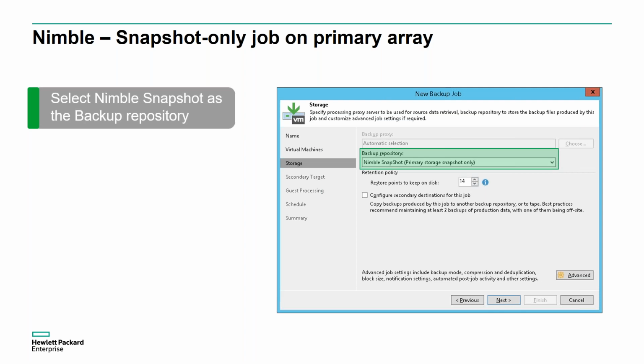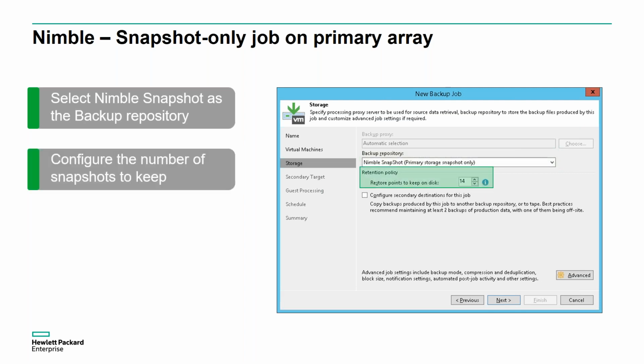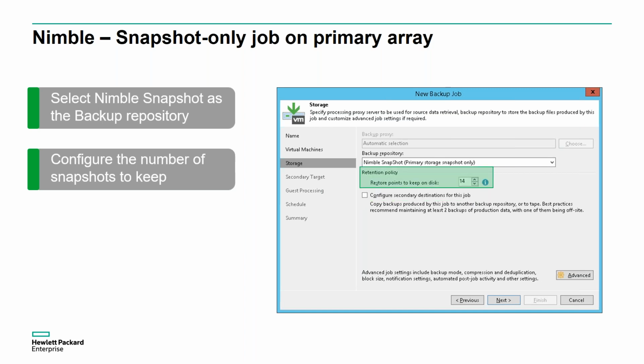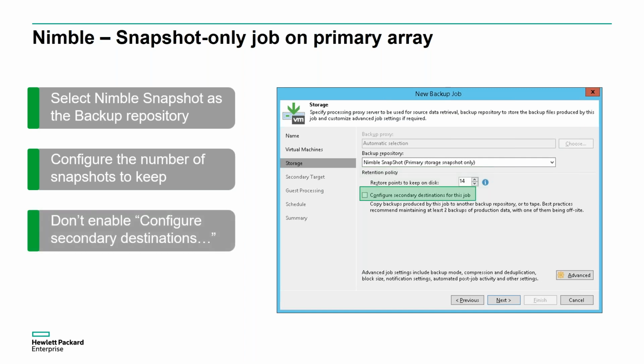So you can see here, rather than selecting a traditional repository, we're actually selecting the Nimble snapshot as the primary target. Again, we set the retention here, and we don't need to, in this particular option, configure a secondary destination. But looking at the next option, we certainly can do.